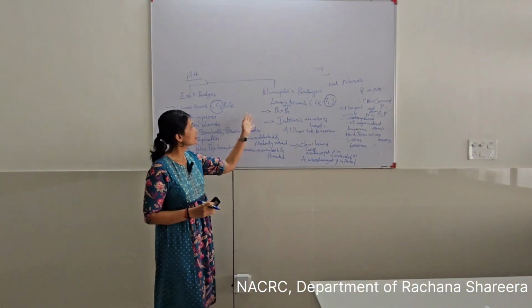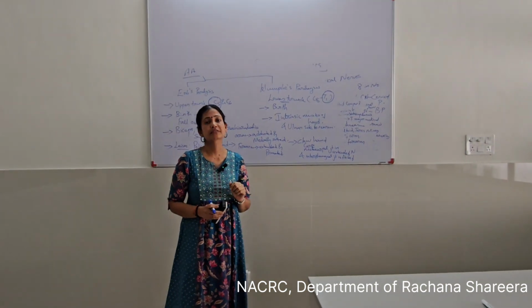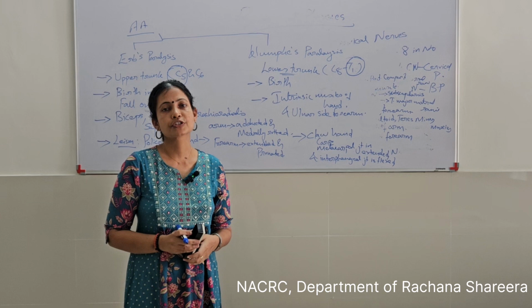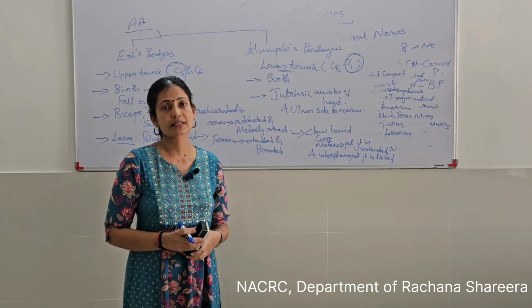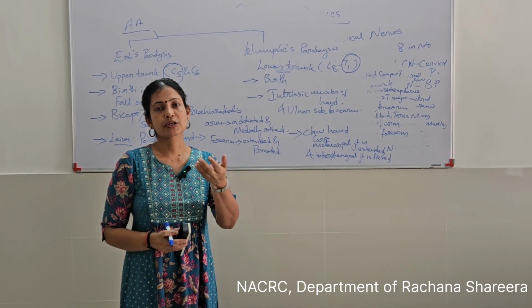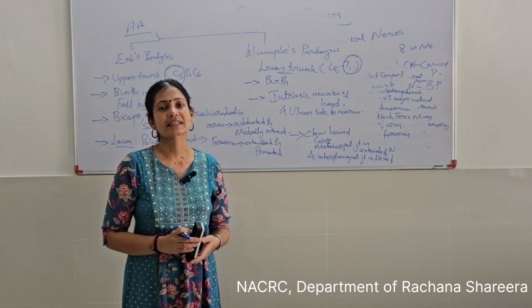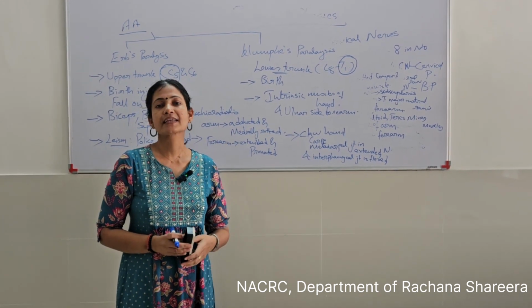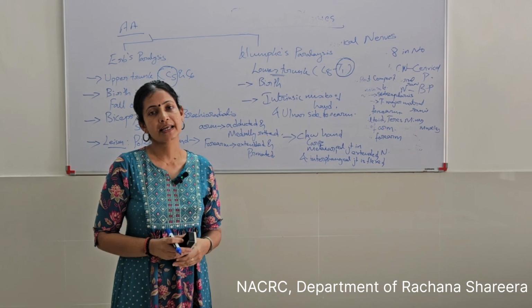And another in applied anatomy is the paralysis of the long thoracic nerve, which leads to winging of scapula, which happens because of the paralysis of serratus anterior muscle. So this is regarding our brachial plexus and its applied anatomy.